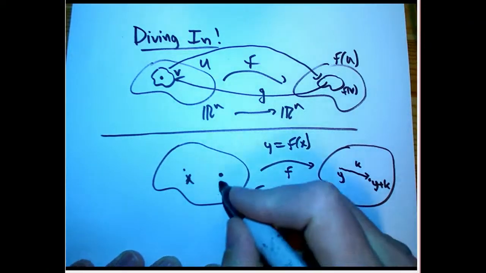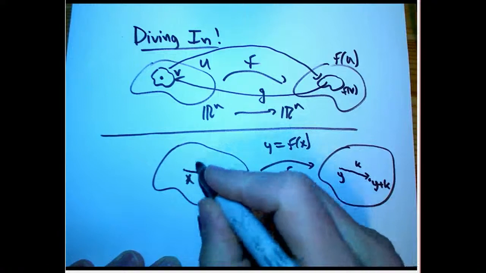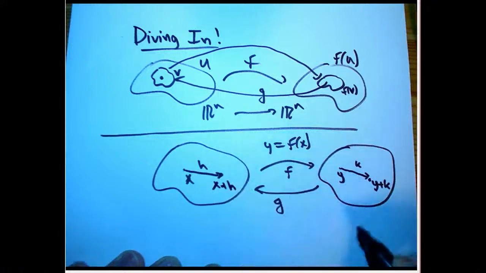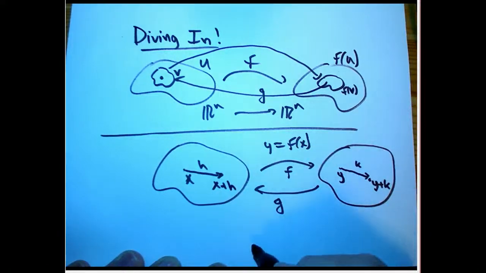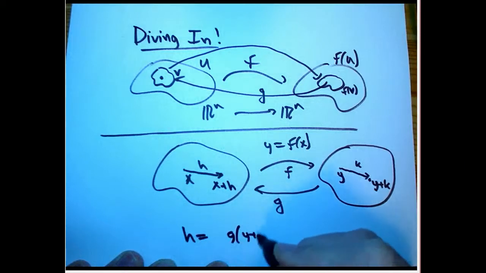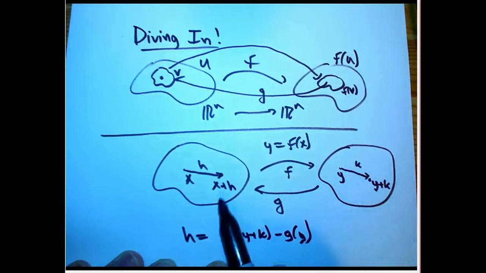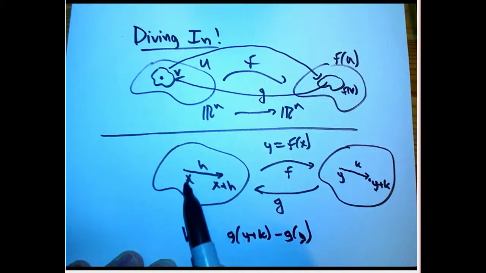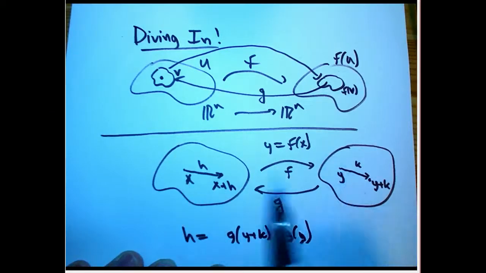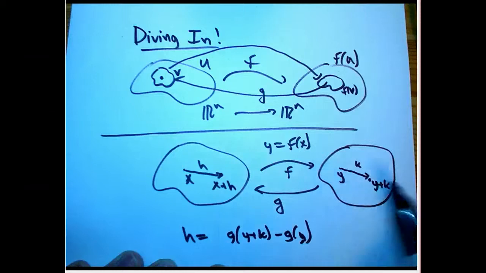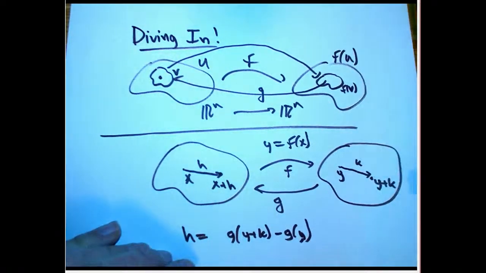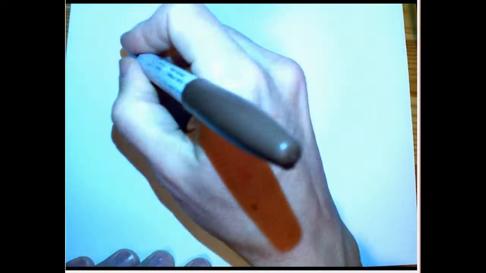And so this is going to be, let's say the difference between these two things is h, and this is x plus h. Okay, so really what we're defining is that h is g of y plus k minus g of y. And here's g of y plus k, here's g of y, because f of x equals y, and f of x plus h is y plus k. So it's just that these two pictures translate back and forth to each other. Okay, so that's going to set us up, I'll keep coming back to that picture, for the limit calculation.